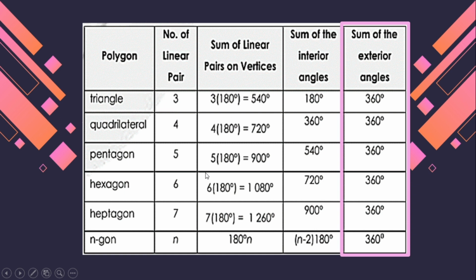Tingnan natin mga ibang pang example. If we're gonna have a quadrilateral, ibig sabihin we have number of linear pair kasi apat yan, di ba? So we have 4 na linear pair or yung na-form na line. Okay? Therefore, 4 times 180 degrees and that is 720 degrees. Yung sum ng linear pairs na nabuo natin.